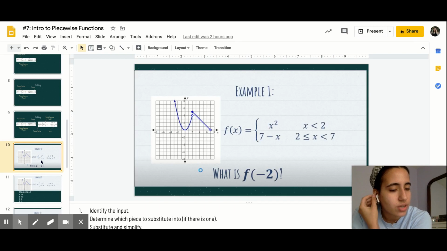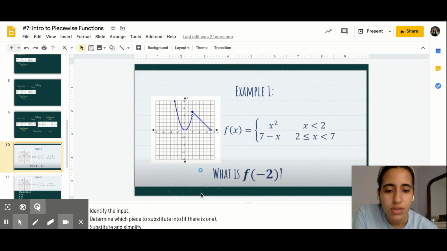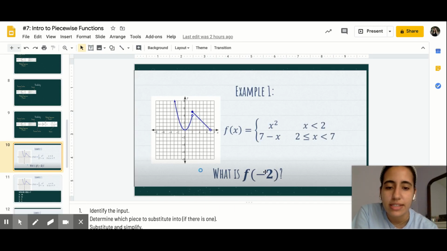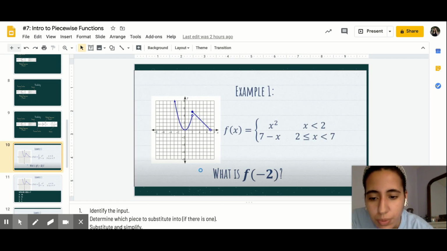So in the question, we want to see what is the input. The number that's being put in is -2. You can easily do it graphically by looking at your input, and then you want to see, okay, so at -2 right here, right? -2 is my input. What is my output? My output, and that means I'm substituting into this piece right here. My output is at 4.